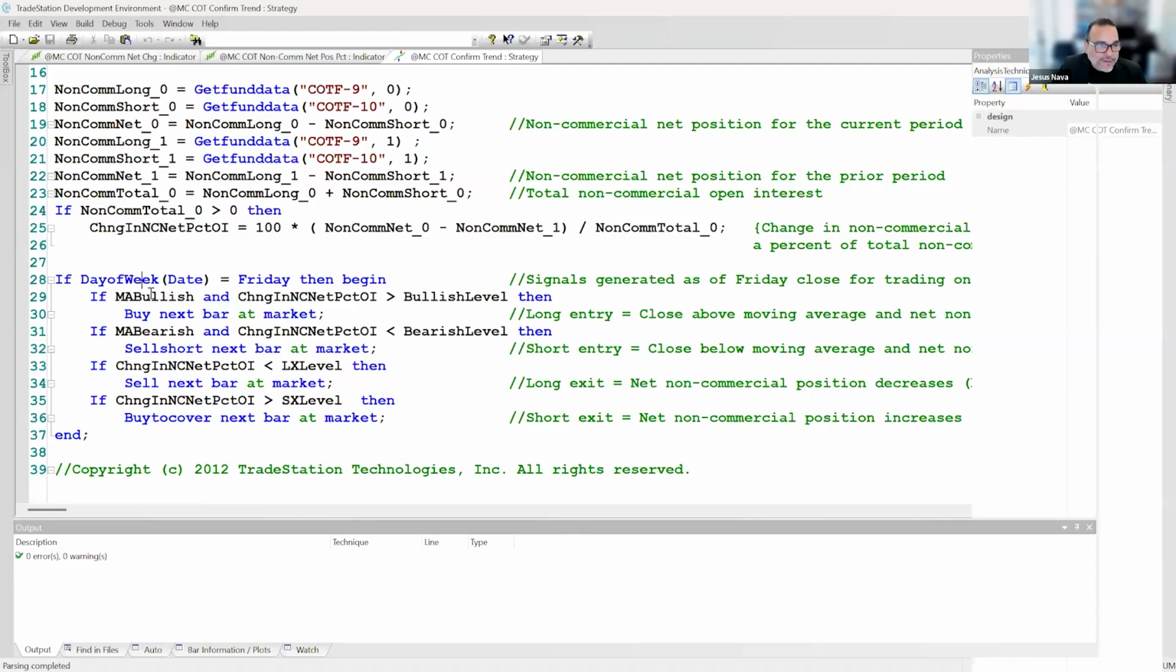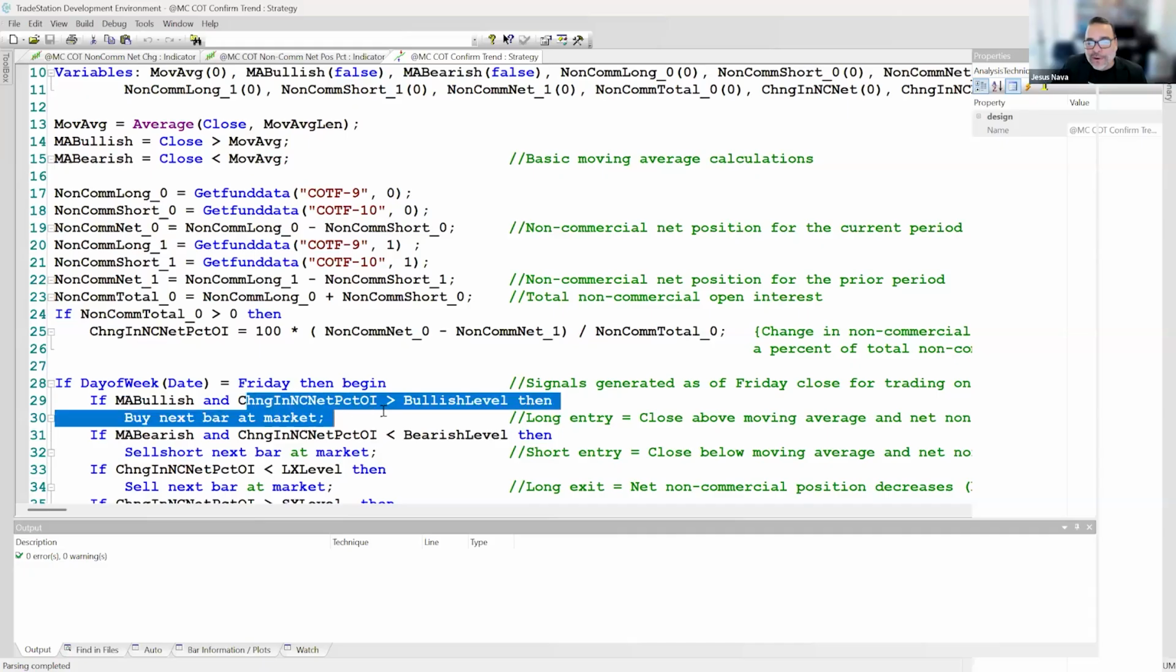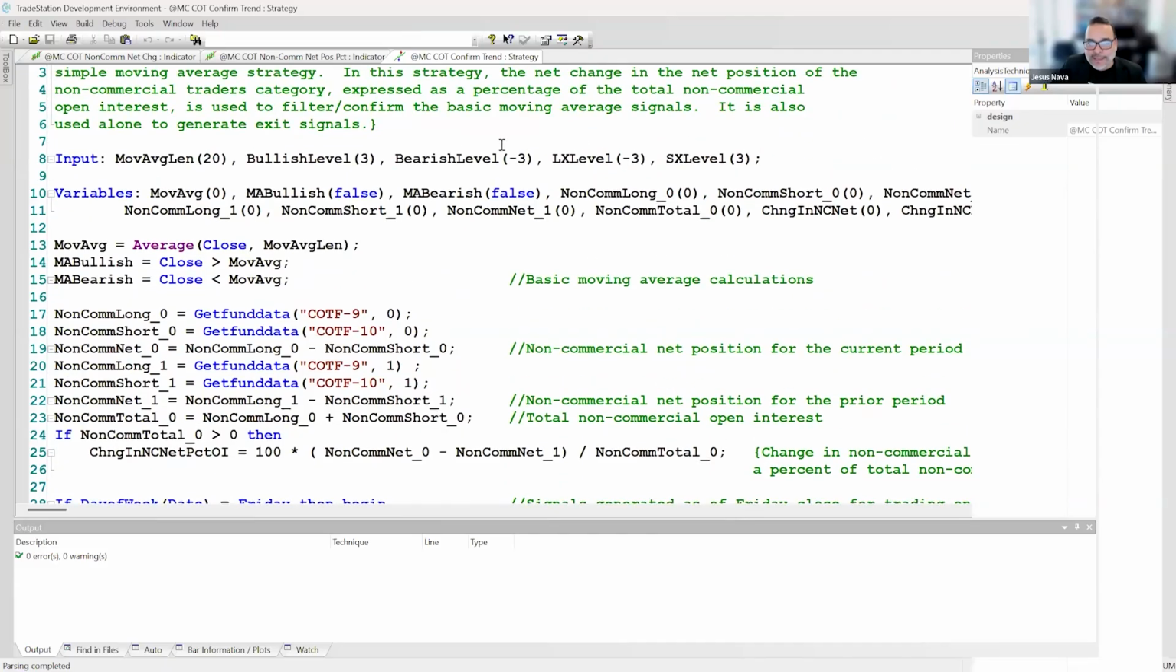Now, MA bullish, you can see here the condition. This is the buy condition. MA bullish is defined as close being greater than the moving average, so the closing price is above the average. That is bullish. But it's also looking for the change in the net percent to be greater than the bullish level. What is the bullish level? The default bullish level is 3. So what it's looking for, in simple terms, is for the change to be 3% to the upside. So if you're getting a long signal on the moving average crossover, it's going to look at the non-commercials net position, and it's going to want that net position to have increased 3% from the previous day. Interesting, right? It's an interesting confirming signal.